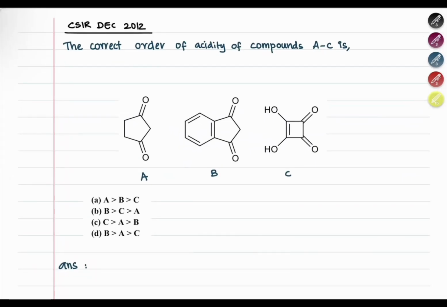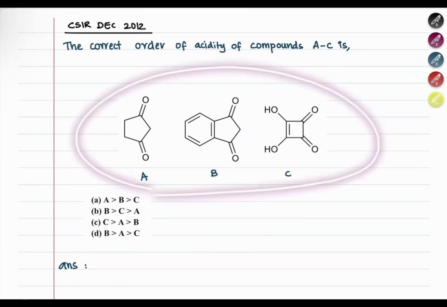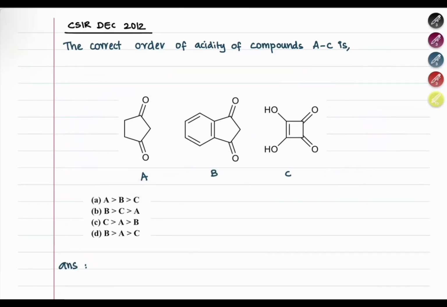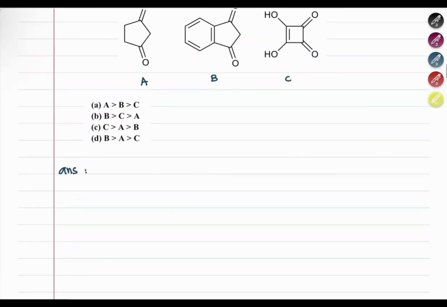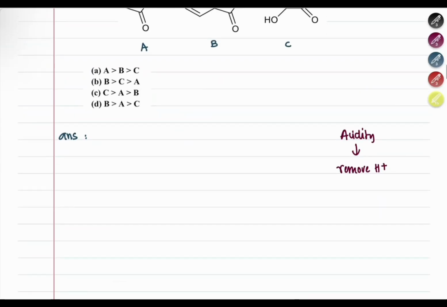Okay. It is a previous year question. The question is: the correct order of acidity of compounds A to C is. And we have the three compounds A to C given here. So we have seen, to find the acidity of a compound, what do you have to do? We remove an H plus from the molecule. Suppose we have a molecule HA and it is losing an H plus, the remaining will be A minus, which we call the conjugate base, and we have to find the stability of this conjugate base.